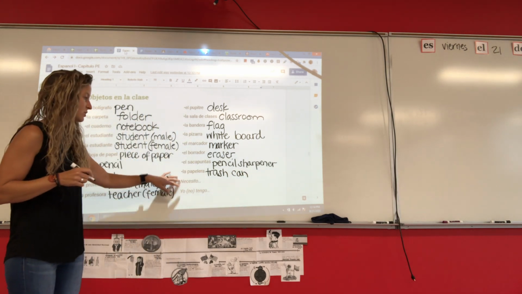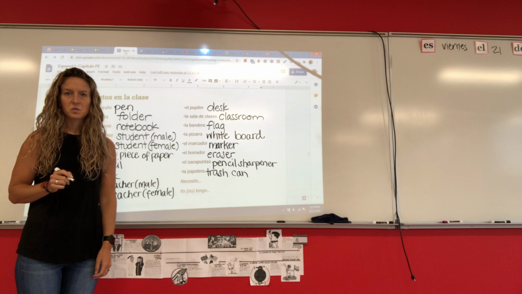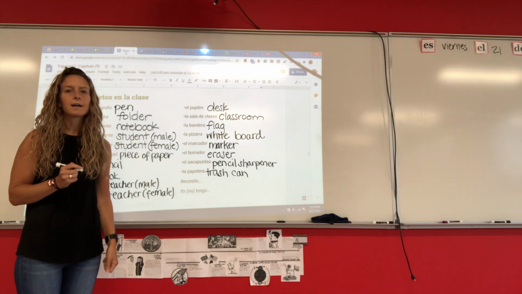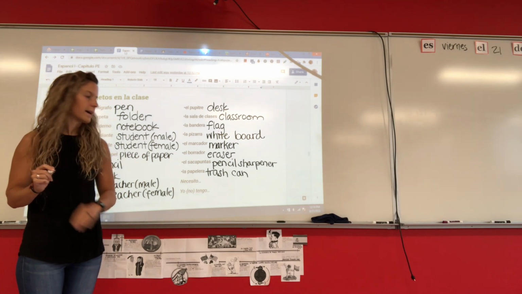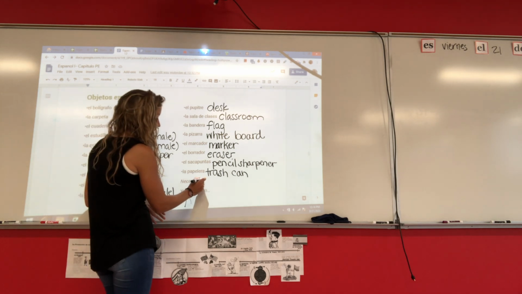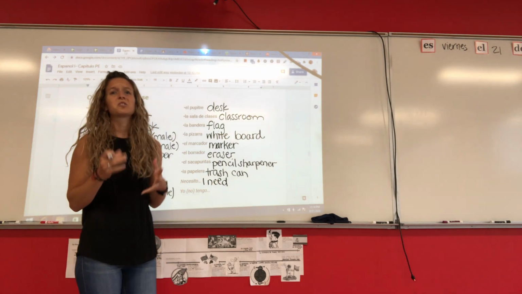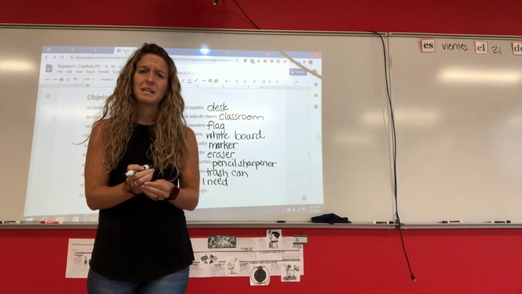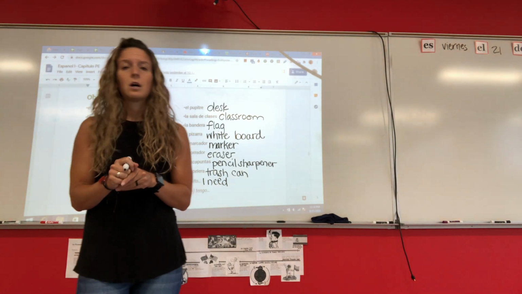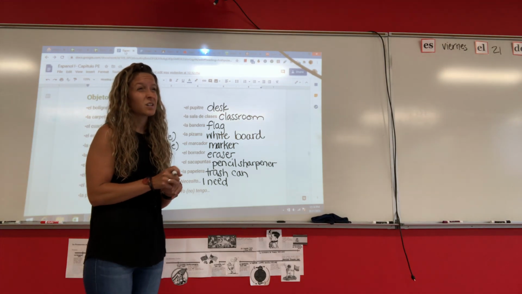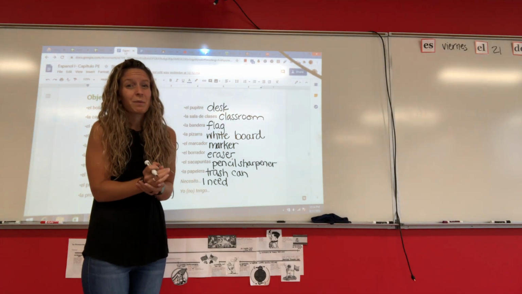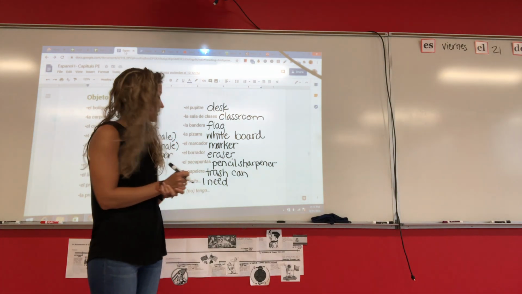Okay. Then we have two phrases here that are going to help us to express what we need in the class and what we have in the class. So necesito means I need. So we could say, oh, Señora Sheets, yo necesito el lápiz. I need the pencil. Oh, Señora Sheets, necesito la hoja de papel. I need a piece of paper, right?